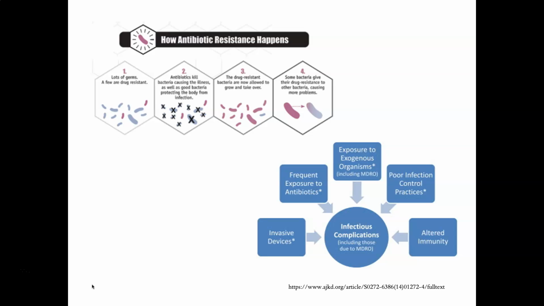The second step is that antibiotics kill the bacteria causing the illness, as well as the good bacteria that protects the body from infection. Basically, antibiotics don't know how to differentiate between the two, and they just go in and say, oop, it's bacteria. I'm going to kill it, whether it's good or bad. They don't have the discernment to say, this is good bacteria, you need to keep it, and we won't attack it, versus this is bad bacteria. They just see it as bacteria, and so therefore they go after it and kill it.